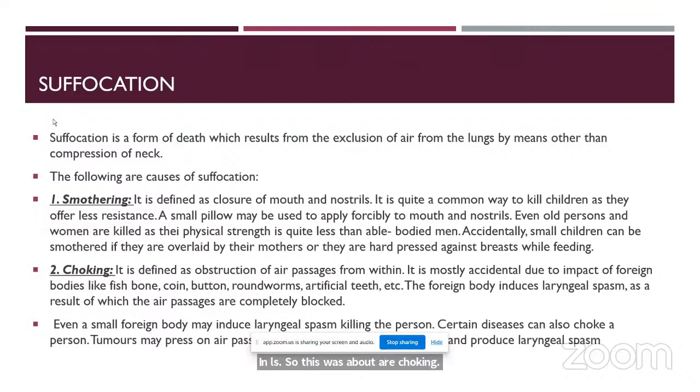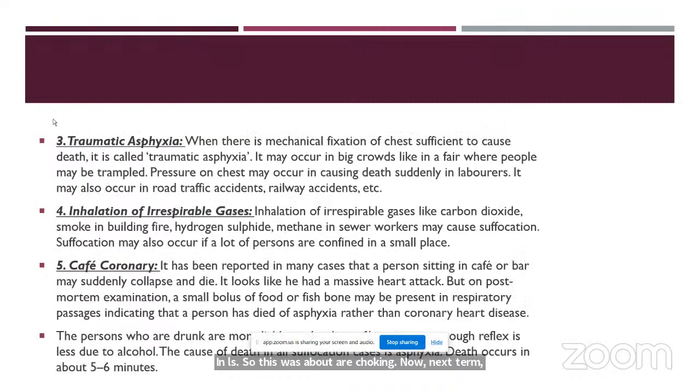Now the next cause of asphyxia which we can discuss is drowning. Drowning has been defined as a form of death which occurs when atmospheric air is prevented from entering into the lungs due to submersion of the body into water, or the presence of some other kind of fluid in the system which obstructs the air passage.